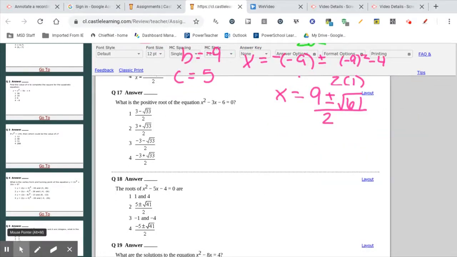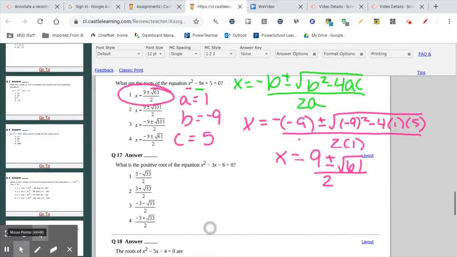17, what is the possible root of the equation? Same idea. Let's first see, can we factor it? Nope, we have simplest radical form, so we can't factor. Can we do completing the square? That would be very challenging because our b term is odd, which tells us we need to use the quadratic formula again. Now it's listed right there above.